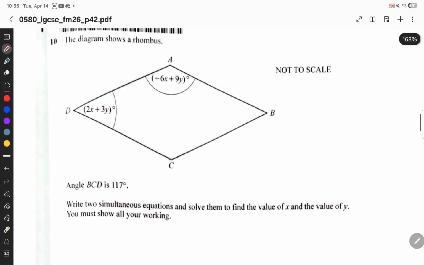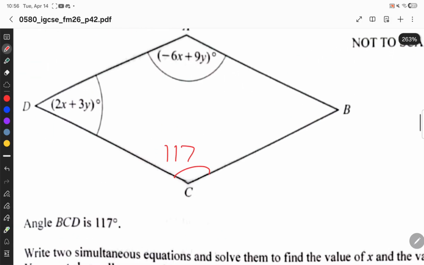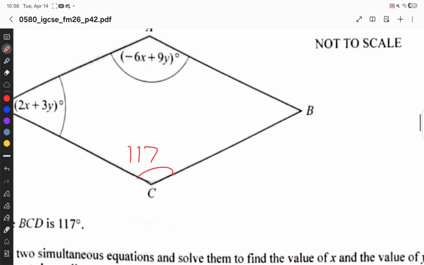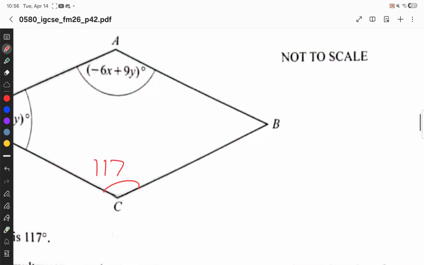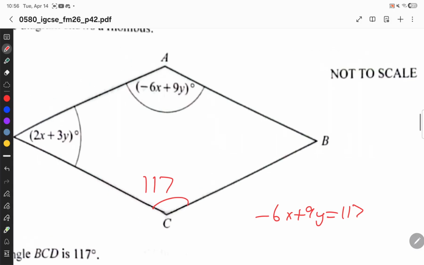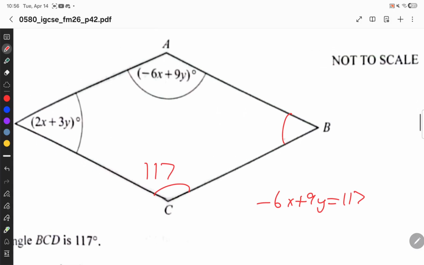Nice. Ooh. Angle BCD is 117 degrees. Write two simultaneous equations to solve to find the value of x and the value of y. So BCD is 117. Okay, and we know two things. Negative 6x plus 9y is 117 degrees. And the total angle is 360 degrees.